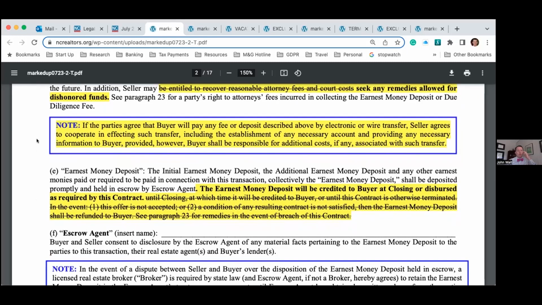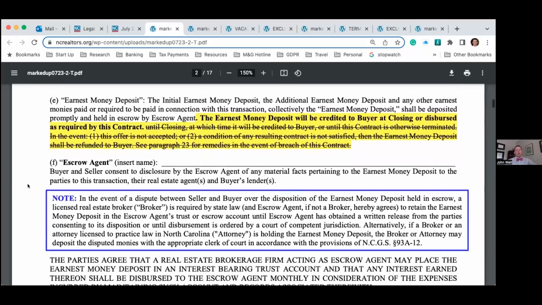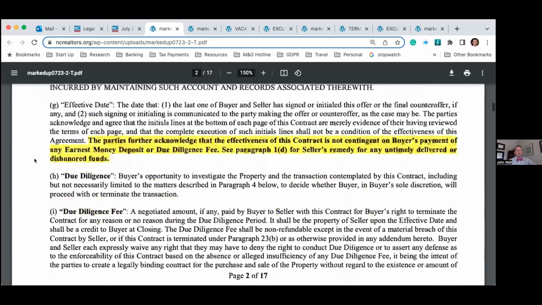This note was moved, so I'm not going to cover that. That's highlighted just because it was moved. Here, paragraph E was simplified just to say, the earnest money is going to be dispersed as required in the contract, instead of this 1 and 2 down here, which was not quite accurate. Scrolling on down, this is actually in the contract twice, this yellow language. This yellow language also appears at the end of the contract.